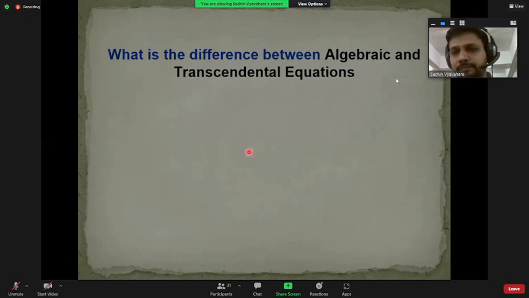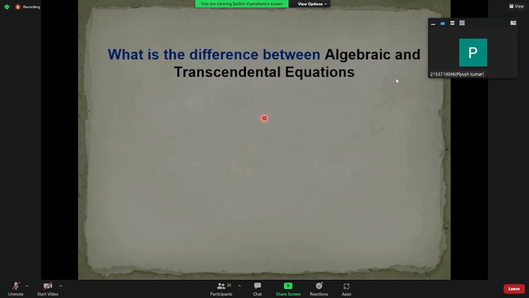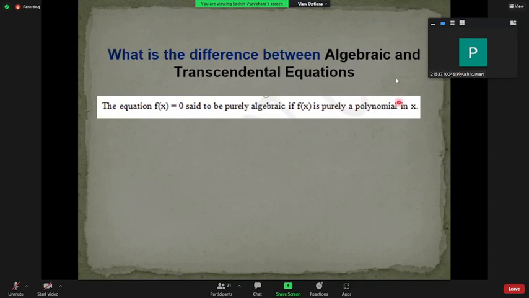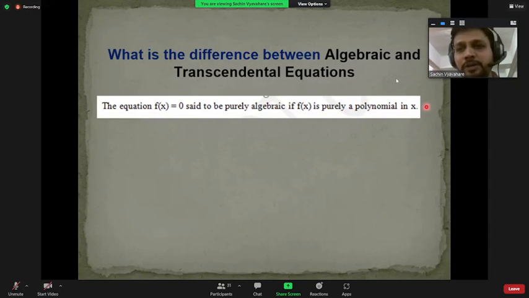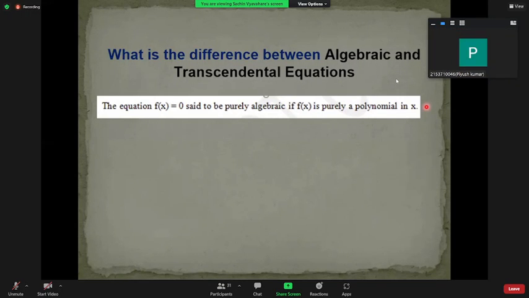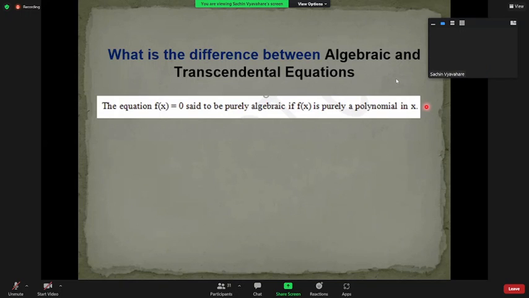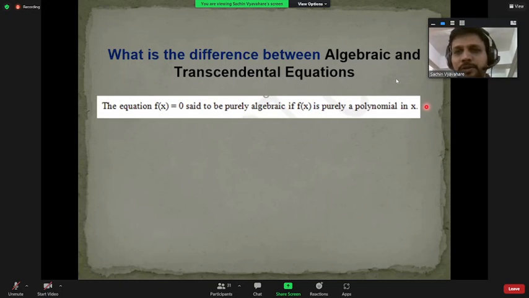No one? Okay, the equation in the form of f(x) equal to 0, where they are purely polynomial functions, is called algebraic. Polynomial means in the form of x raised to n. And what about transcendental? They might include trigonometric, logarithmic, and exponential terms. Very good, correct answer.